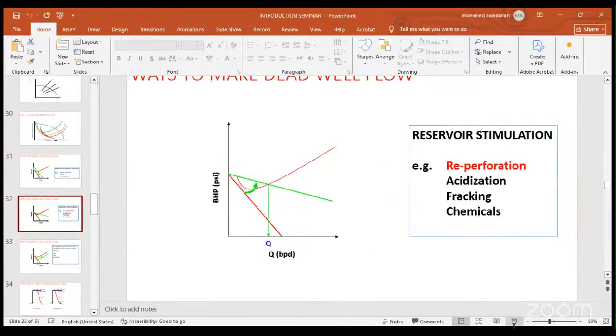Next slide here, if I have a well that is not flowing naturally or not producing, I can enhance the well productivity, or the productivity index, by doing some stimulation for my well. Stimulation can be reperforation, acidizing, fracking, or some treatment using some chemicals. It will increase the slope of this line and make the IPR intersect with the VLP, and in this case, the well will flow.